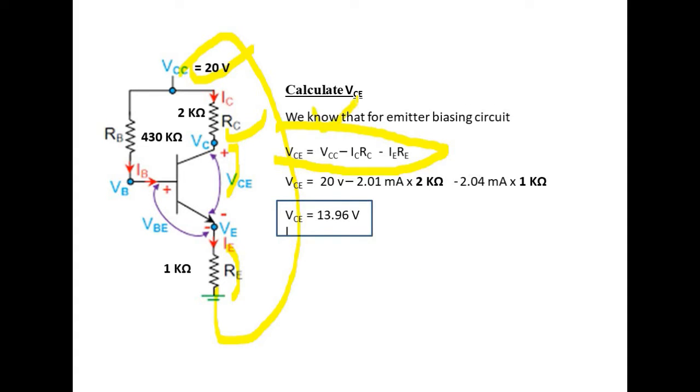Putting the value of VCC as 20, RC as 2 kilo ohm, RE as 1 kilo ohm, we have got VCE is equal to 20 volt minus 2.01 milliampere, the value of IC, and RC, which is given as 2 kilo ohm, minus IE, we have calculated 2.04 milliampere, into RE, that is 1 kilo ohm. And after solving we have got VCE as 13.96 volt.